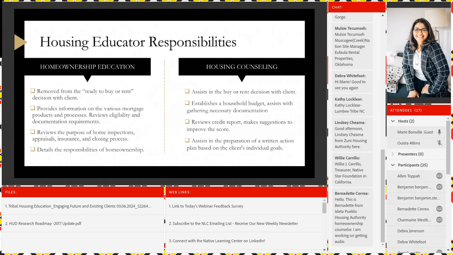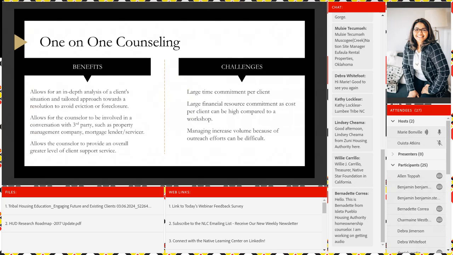And of course, you have to create your client action plan, or your work plan, or however it's described in your community, based on that individual's goal. And then you would follow up or check back in periodically to make sure that they're doing well in that regard. With one-on-one counseling, it's different. It's just a different process.